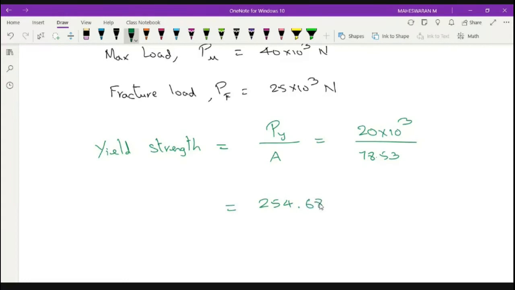254.68 Newton per mm squared. Any doubt on this? No, sir.